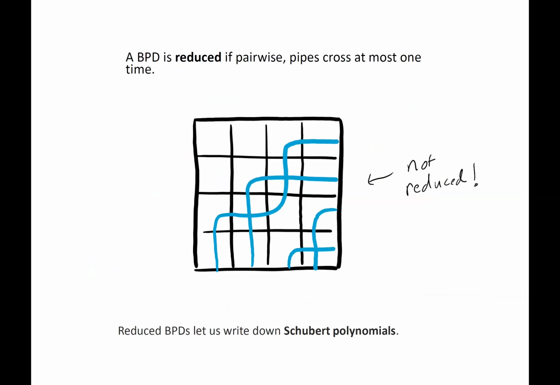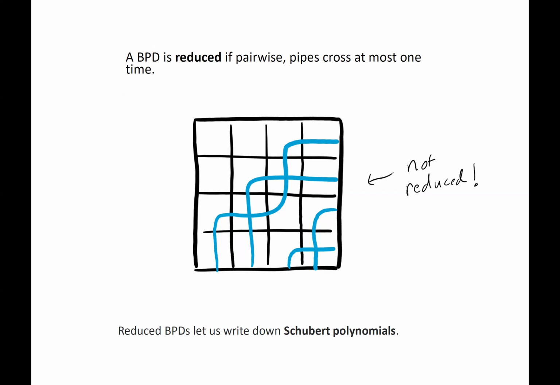So we need an extra definition, and this is, again, where the crossings kind of come into play. We say that a bumpless pipe dream is reduced if pairwise its pipes cross at most one time. So to really emphasize this definition, it was easier for me to draw a non-example. This is the only one out of the 42 4x4 bumpless pipe dreams that fails to be reduced. So this is kind of the smallest non-example I can give you.